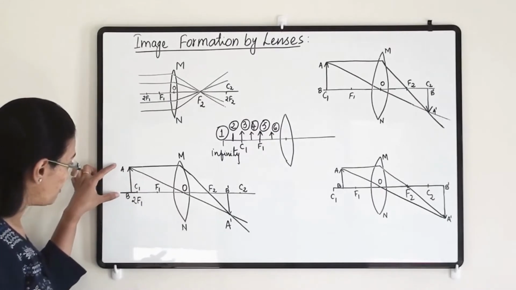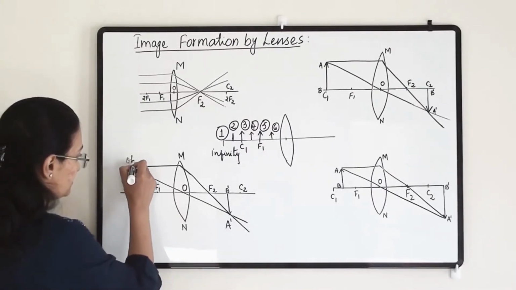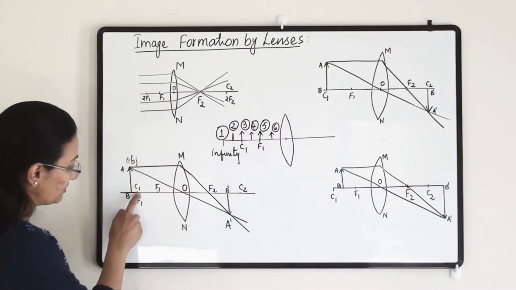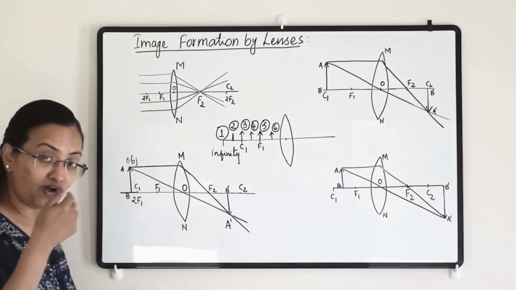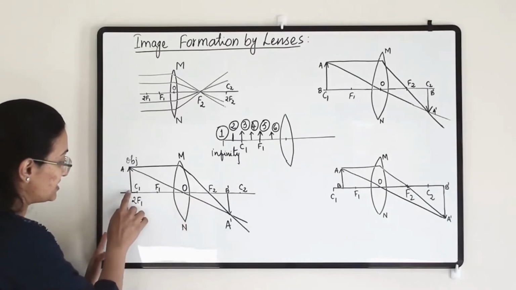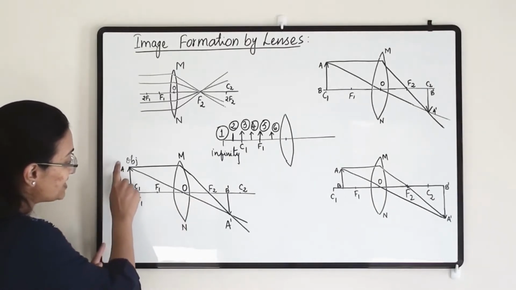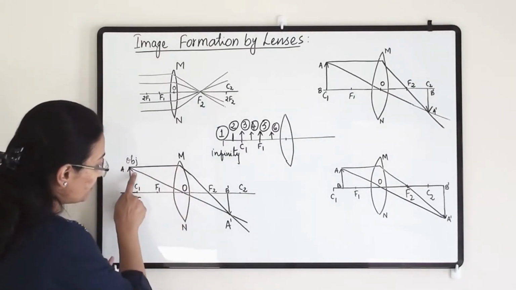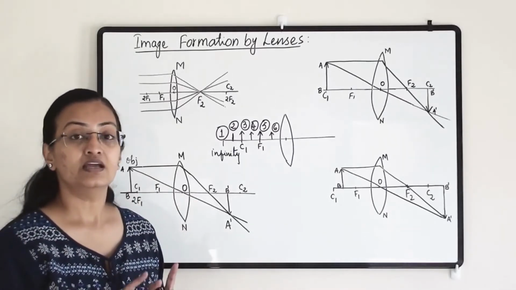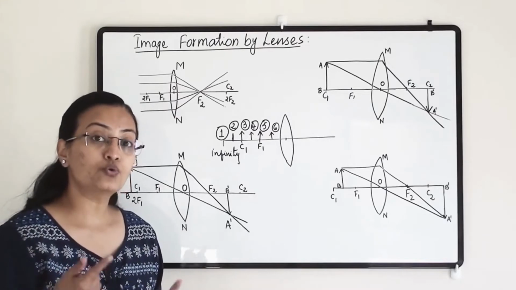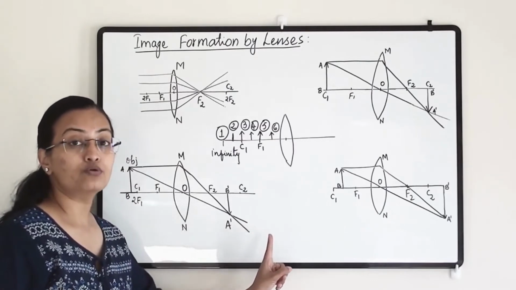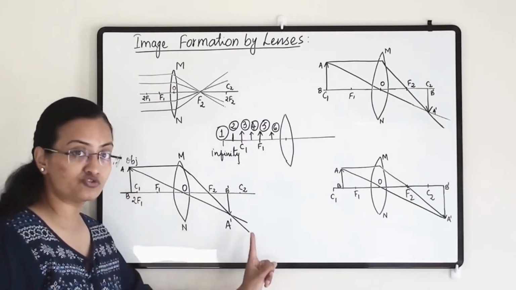So here AB is an object, and we have kept it beyond C1. It is not at C1. It is beyond C1, far from C1, and not towards the lens. It is just far from the lens. So when the rays are passing through the lens, one ray will pass through the optical center. When any ray is passing through the optical center, it is not going to refract. It is not going to bend. It will choose the straight path and go straight out from the lens. So this ray will be a straight ray.